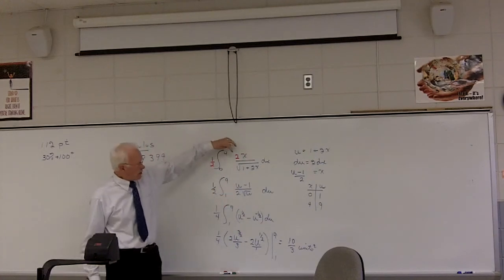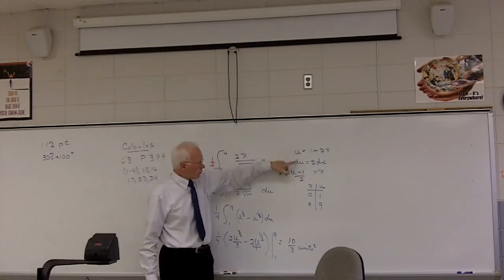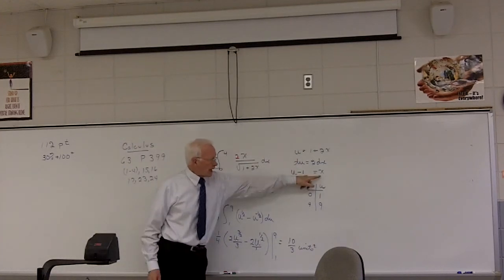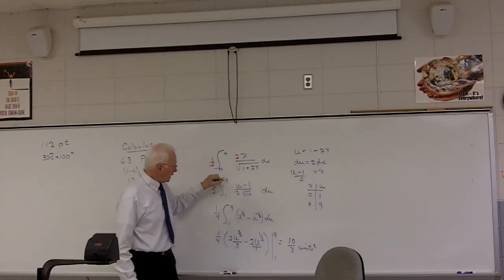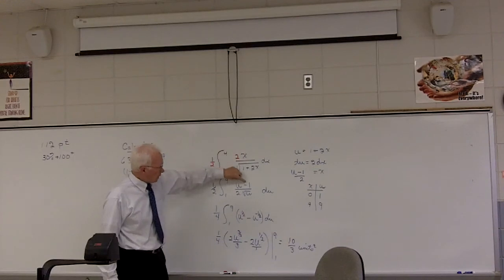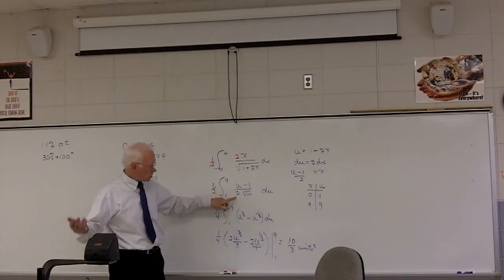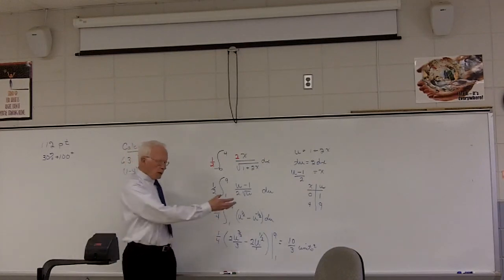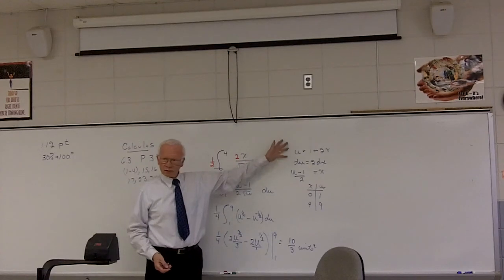But now, I still got stuck with the x, and this is where you were having trouble. But I could solve for x here, and I find x is equal to u minus 1 over 2. Okay? So, instead of writing this x, I put u minus 1 over 2. See? And then it flows just as nice as can be.